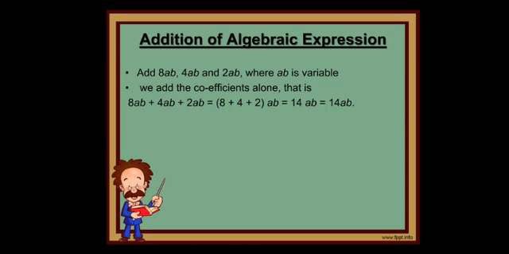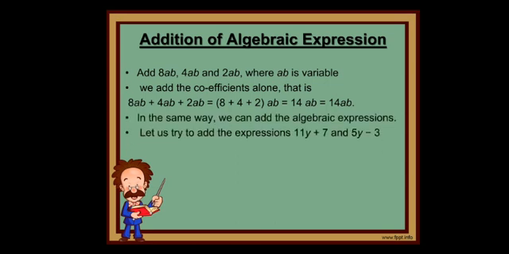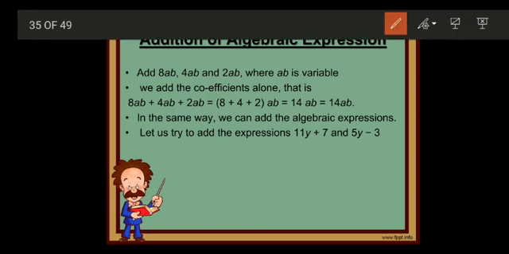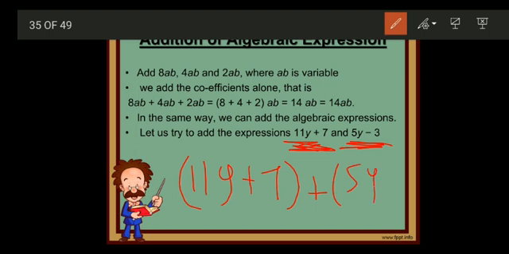So now, in the same way, we'll add algebraic expressions. Let us try to add the algebraic expressions 11y plus 7 and 5y minus 3. Here we have two algebraic expressions. So first what we will do is 11y plus 7 plus 5y minus 3. Now we are going to group the like terms.